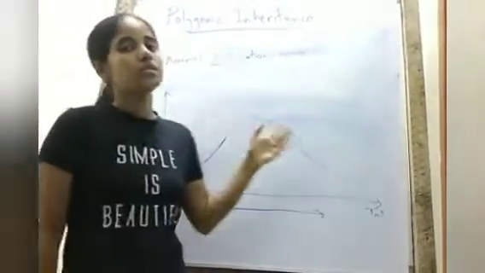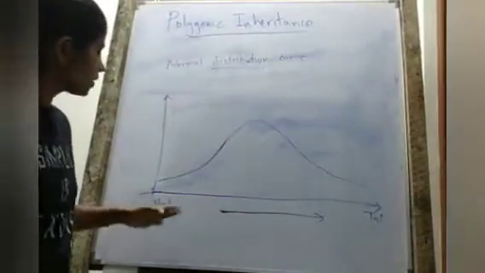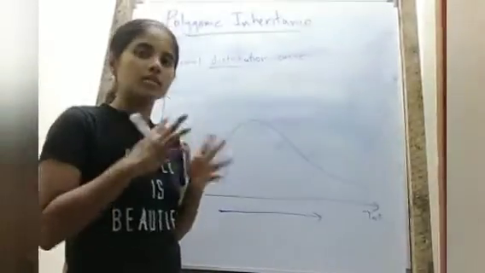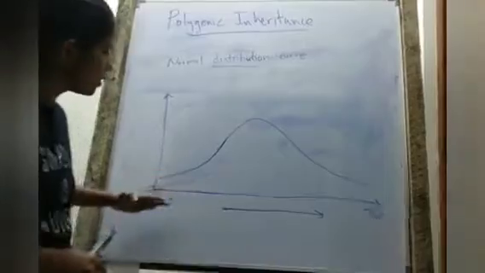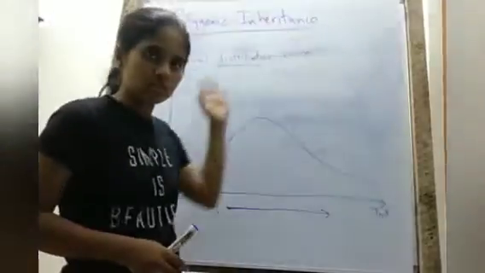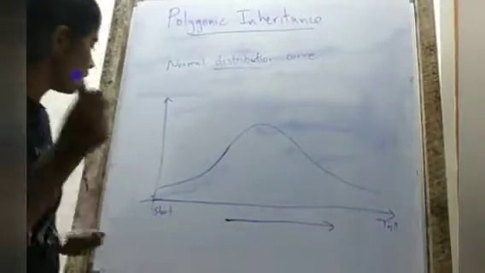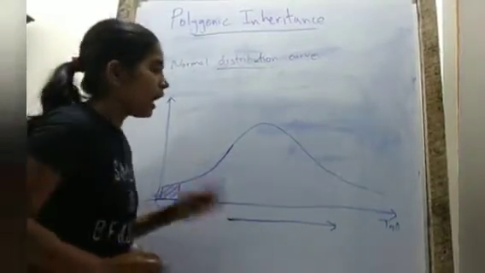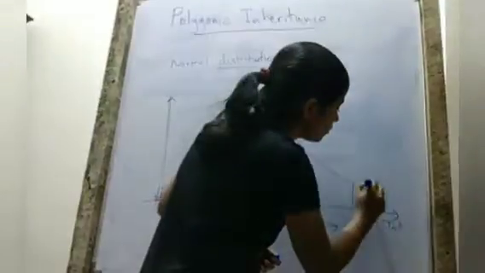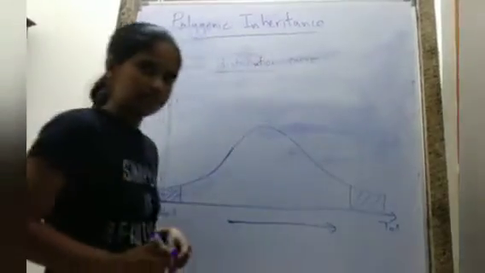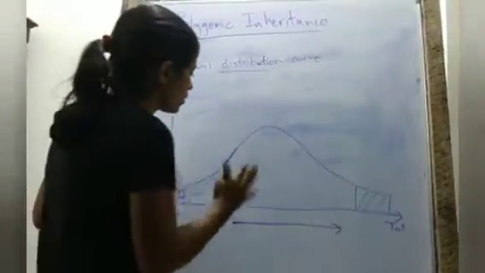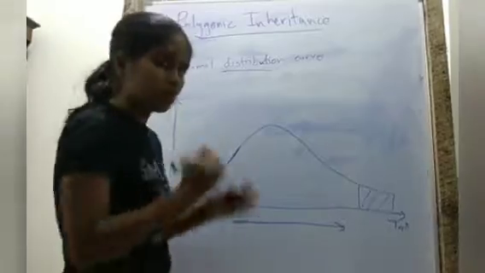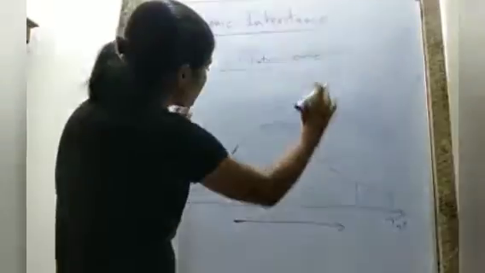So this is a normal distribution curve. Consider the quantitative character height. Let's consider this a population of people. We have a small number of very short people, and a small number of very tall people. So most of the people in the population have intermediate characters.